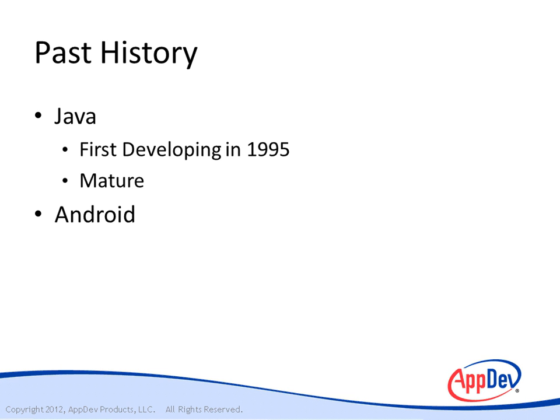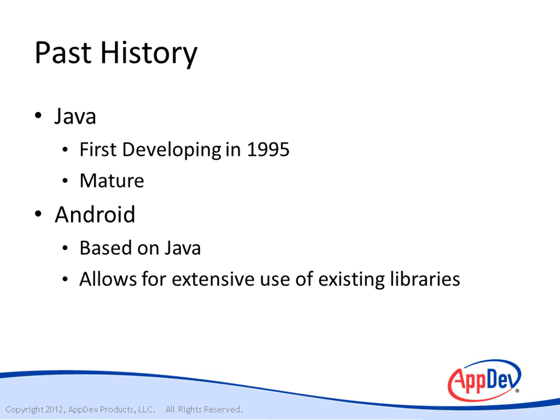And then let's think about Android for a minute. It's predominantly based on Java, so that gives it a background where the source code availability back to that 1995 release is available. And because it's based on Java, it's going to allow us to make extensive use of a lot of these existing libraries.